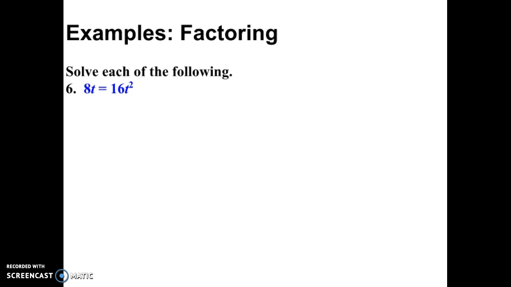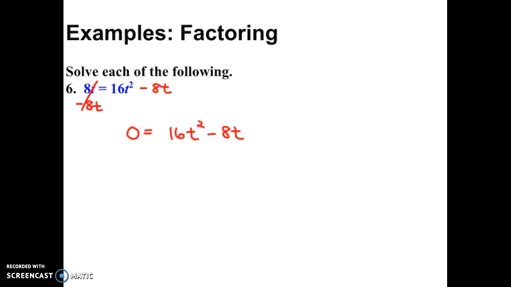So what I'm going to do is move 8t to the other side of the problem by subtracting. What happens when I do that is I get 0 on one side of the problem. And so I can go ahead and use factoring to rewrite this right side of the problem as a multiplication problem. That's the whole goal of factoring. Factoring is to rewrite a problem so it uses multiplication.